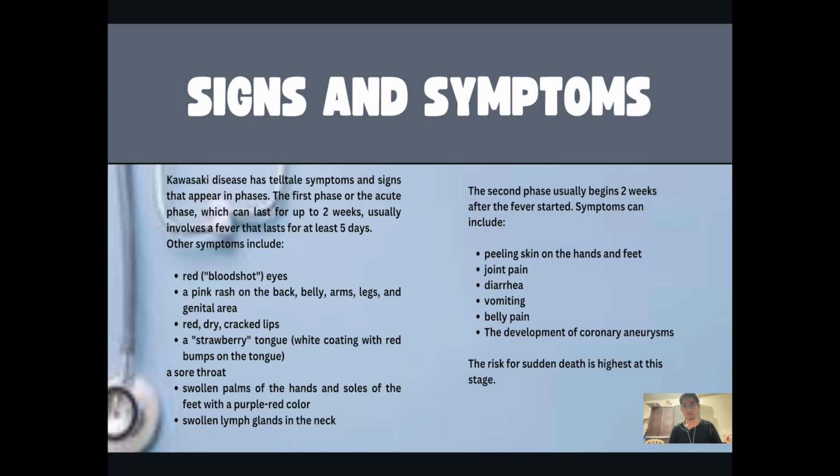The second phase, or the subacute phase, usually begins 2 weeks after the fever started. Symptoms can include peeling skin on the hands and feet, joint pain, diarrhea, vomiting, belly pain, and the development of coronary aneurysms. All in all, in this stage, the risk of sudden death is highest.